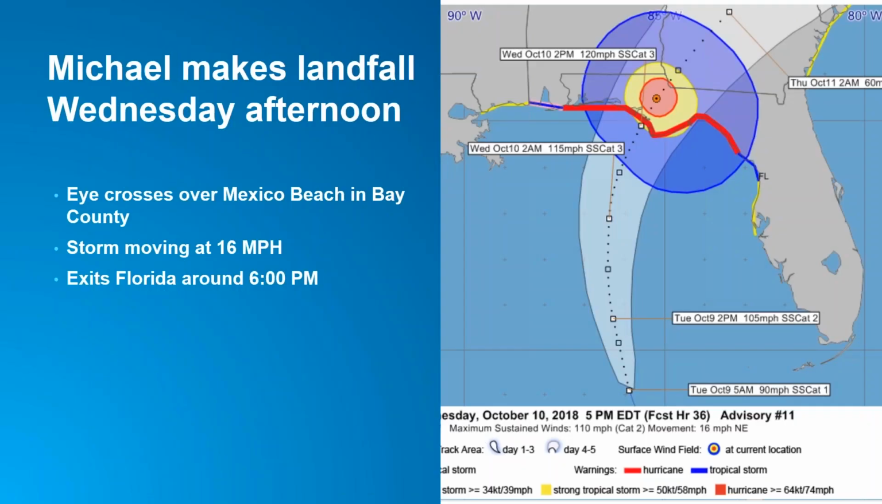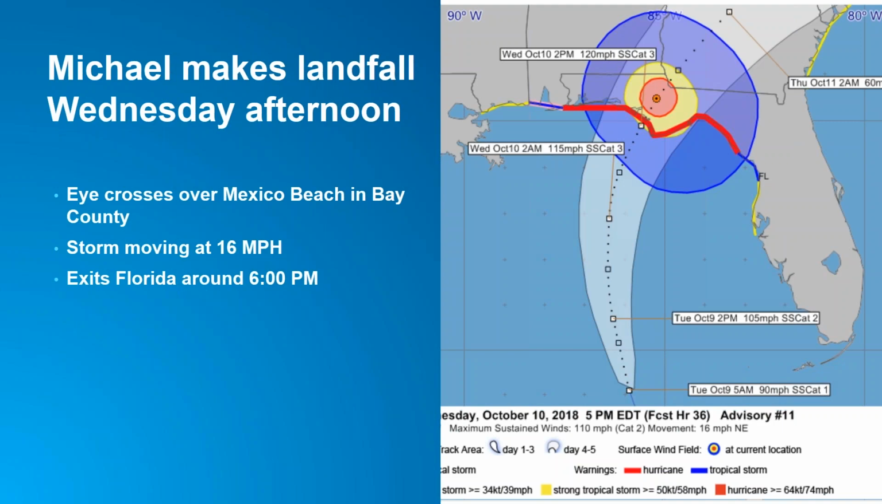Right. So Michael makes landfall. Again, this is Wednesday afternoon, a relatively quick track from where we had just been alerted to activate. The eye crosses over into Bay County, Mexico Beach, comes on shore, as I understand it, probably just shy of, and possibly will be recalculated as, a Category 5 hurricane.